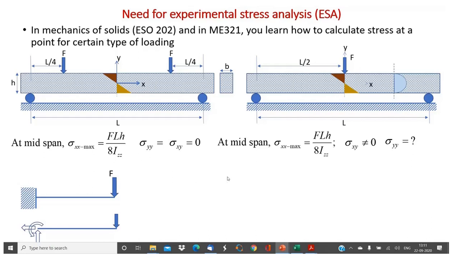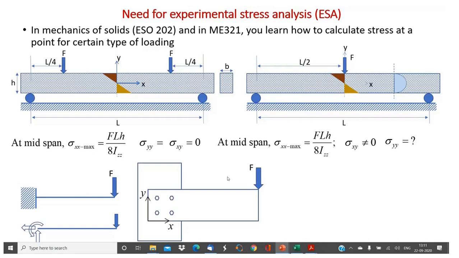Now, in a real situation, you may have two structural members connected like this. So the load transfer between this portion of the beam to this column happens through the bolts. So if you had to analyze this, you may have to resort to other methods. Sometimes you need to go for numerical method.